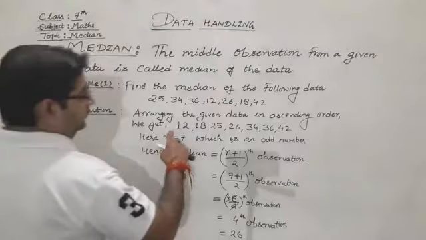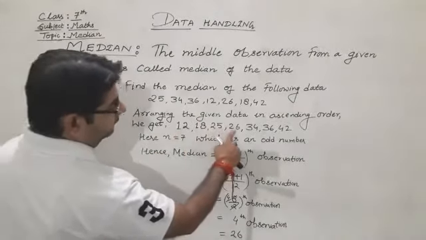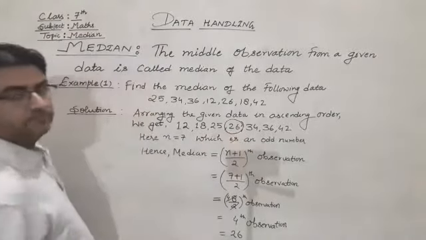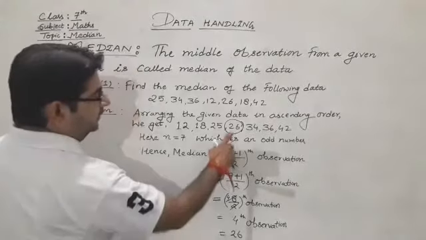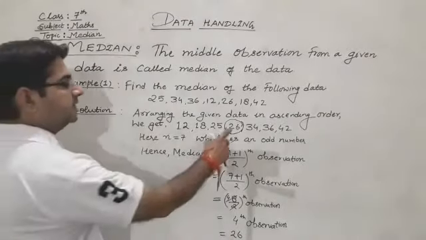Now, look in the series, the 4th term. First, second, third, fourth. So here 26 is the fourth observation, or we can say the fourth term. So here the median is 26. Okay, so the answer is 26.